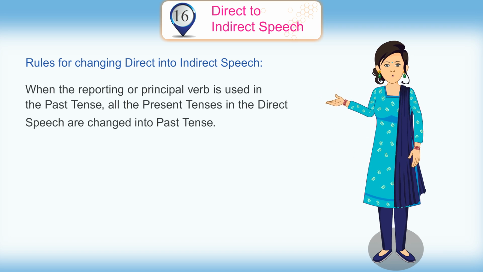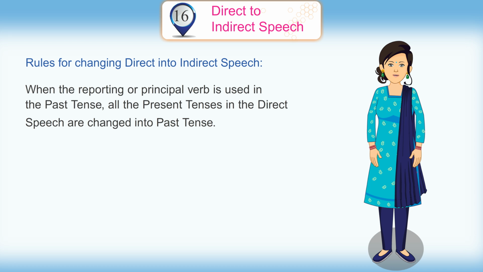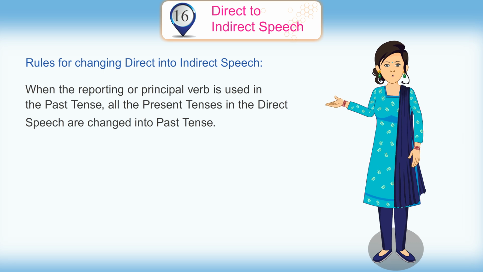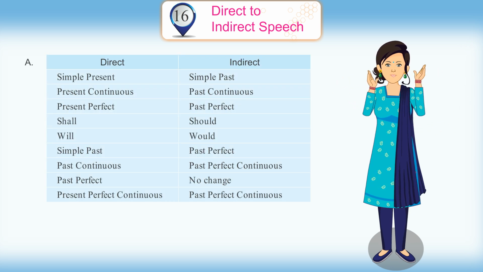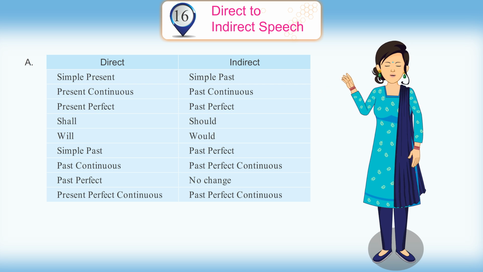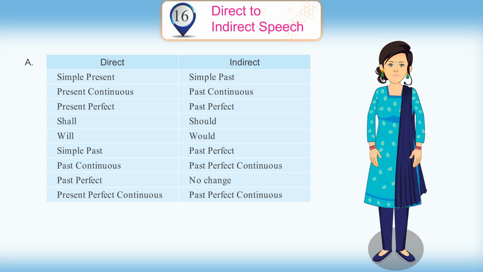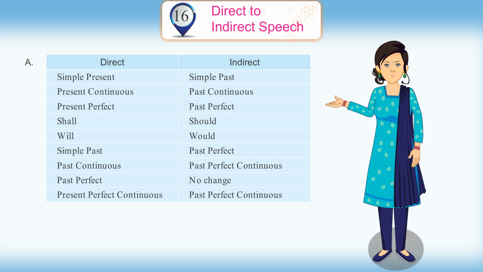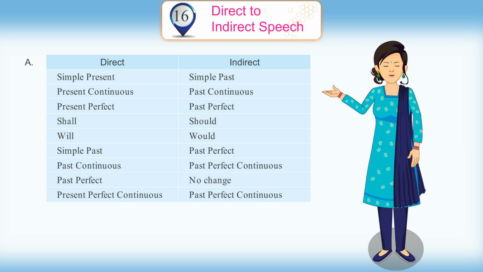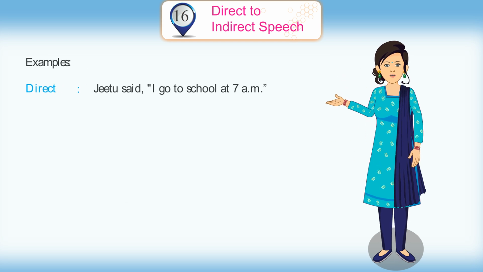When the reporting or principal verb is used in the past tense, all the present tenses in the direct speech are changed into past tense. Direct, indirect. Simple present, simple past. Present continuous, past continuous. Present perfect, past perfect. Shall, should. Will, would. Simple past, past perfect. Past continuous, past perfect continuous. Past perfect, no change. Present perfect continuous, past perfect continuous.